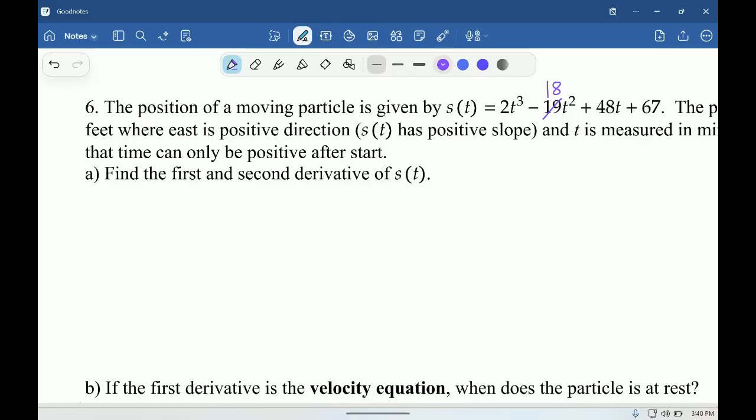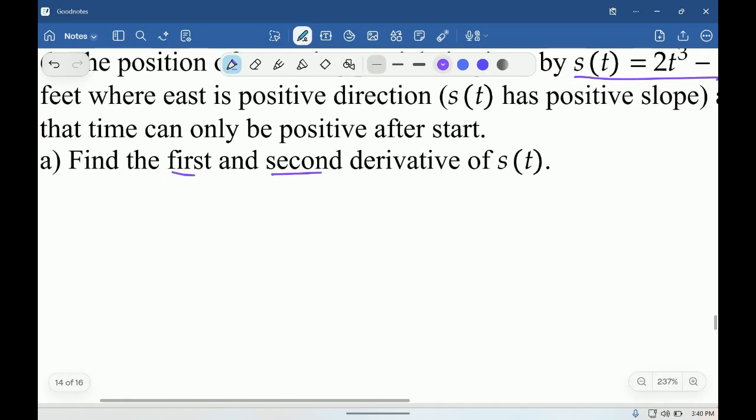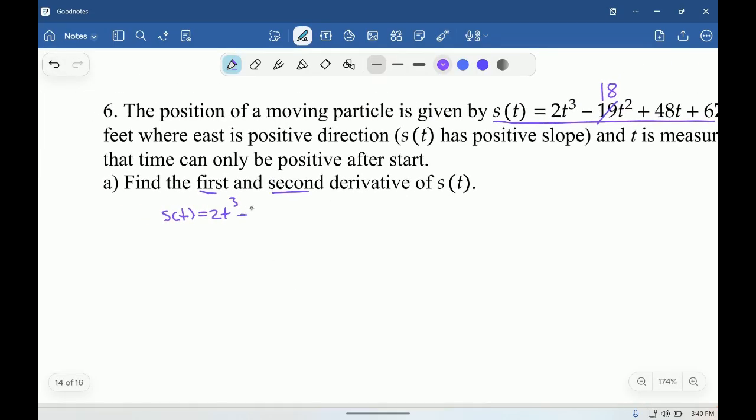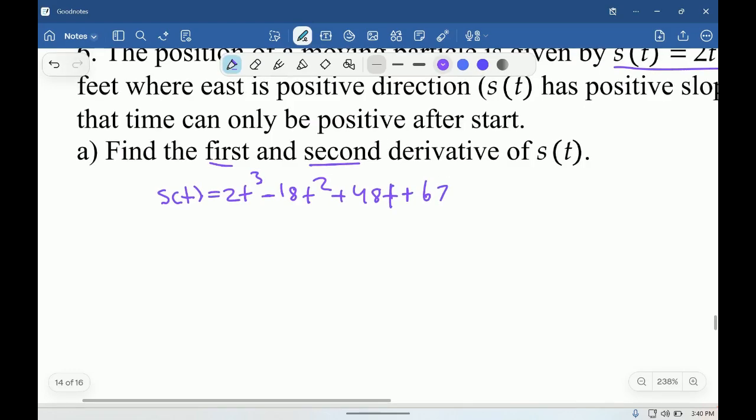Okay, this question is asking us to find the first and second derivative of this equation. I'm going to write it down real quick: 2t^3 minus 18t^2 plus 48t plus 67. Okay. For the first derivative, we're going to want to do the power rule.